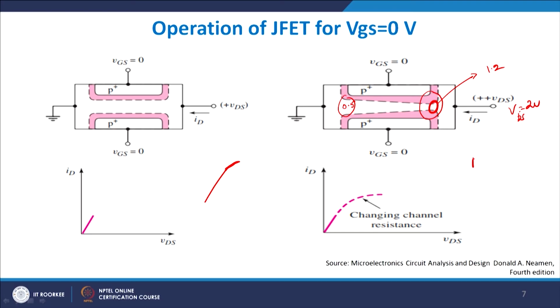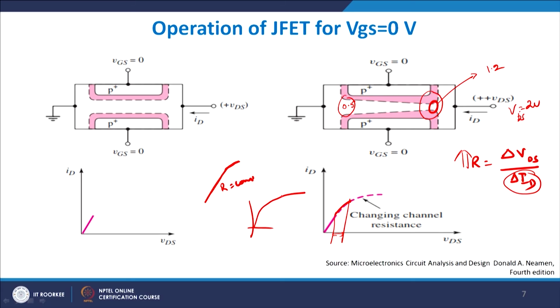Why? Because if you remember, resistance equals del VDS by del ID. So when I was in the linear region, the resistance was constant. Somewhere here, for the same change in VDS, there is a smaller change in IDS, therefore this is small, and therefore R is large. So the more the slope, the less the resistance offered. So here is heavy resistance, here is almost 0, very small resistance, and here is infinitely large resistance available to you.